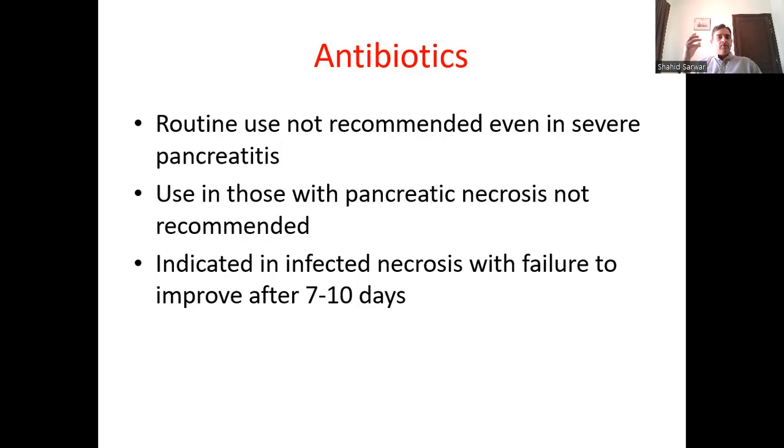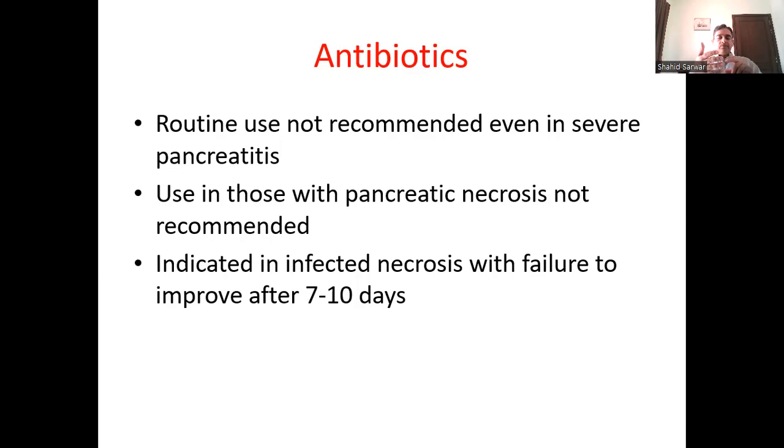So how will I determine that? That will be based on the clinical progress of the patient. If his high grade fever is persistent, his TLC count is rising, his bowel sounds are not returning, the abdomen is tender and obviously distended, and you find necrosis on CT scan, you should start suspecting that this necrosis is probably infected. In that case, you need to aspirate, take a sample from it, send it for culture, and then you can start the antibiotic.